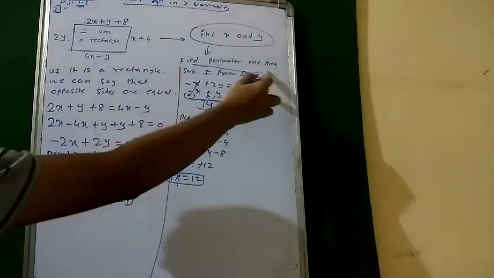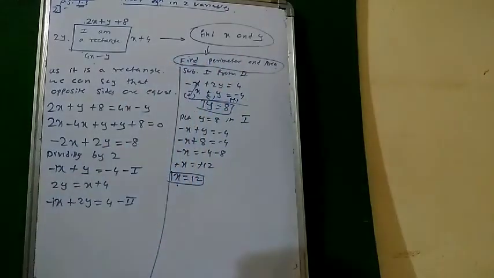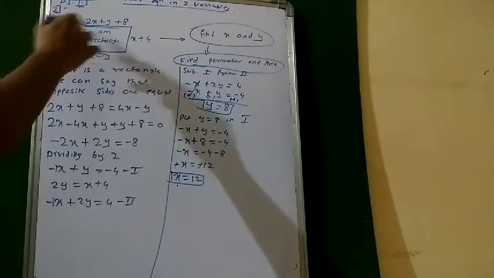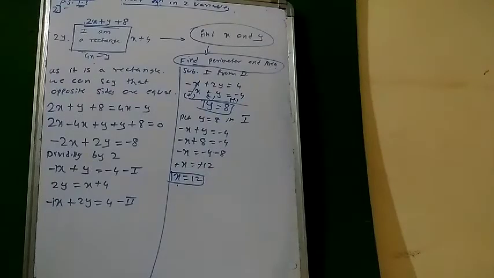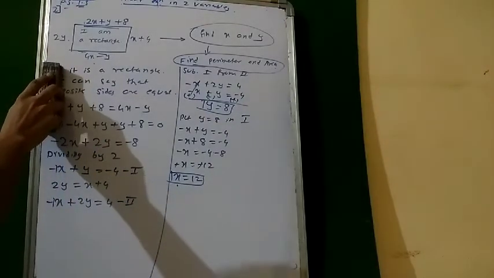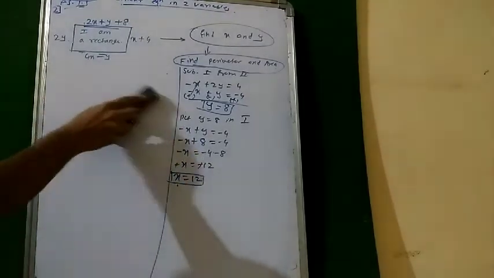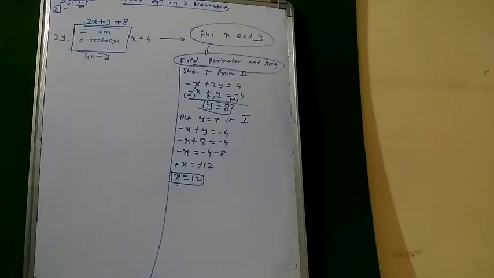The second part was to find the perimeter and area. Perimeter and area means we first find the sides. Perimeter means the sum of all the sides, and area is length into breadth. I'll just erase that part. If you want to write this down, you can rewind it or pause the video.